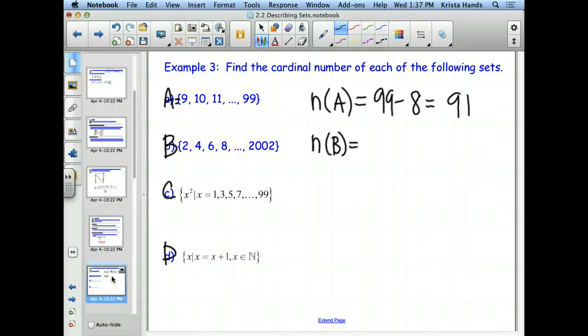This actually is all of the evens from 1 to 2002, right? Which is all the even numbers. So if we considered all the numbers from 1 to 2002, we would have 2002, right? But we don't have all of the numbers. We only have half of them. So how many numbers would this actually be? 1001.